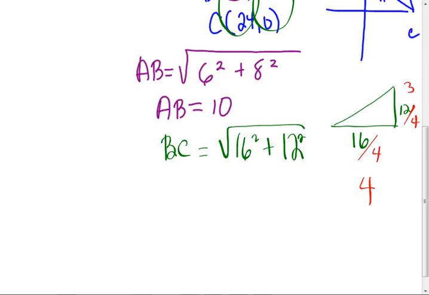But that was the original triangle. This one's 4 times bigger. So how big is this then? 20. It's the only thing I have to be careful of. That's so cool, because these triples are always the same.